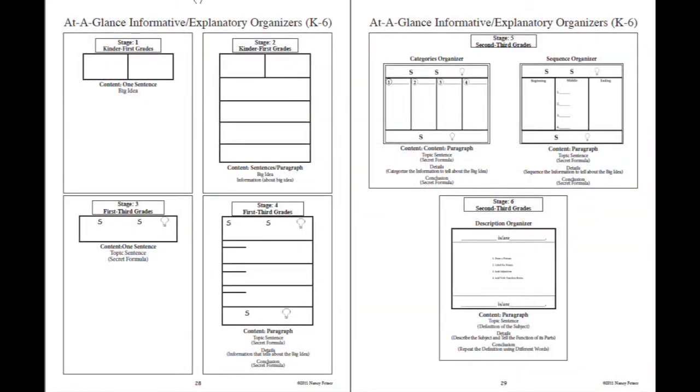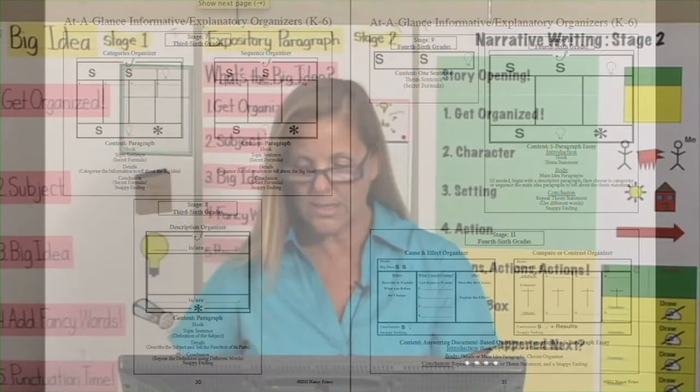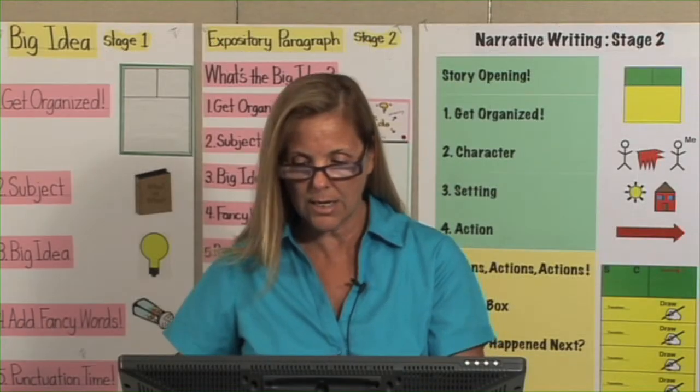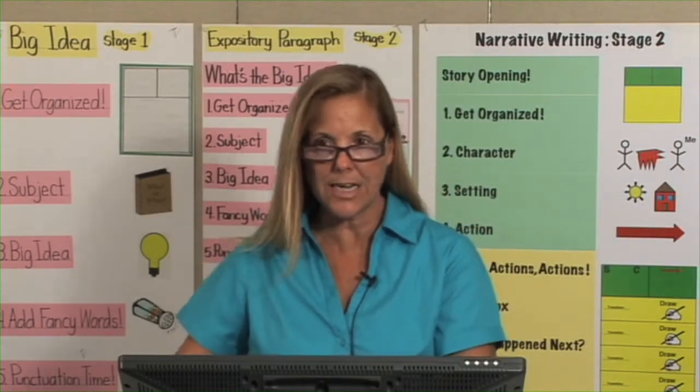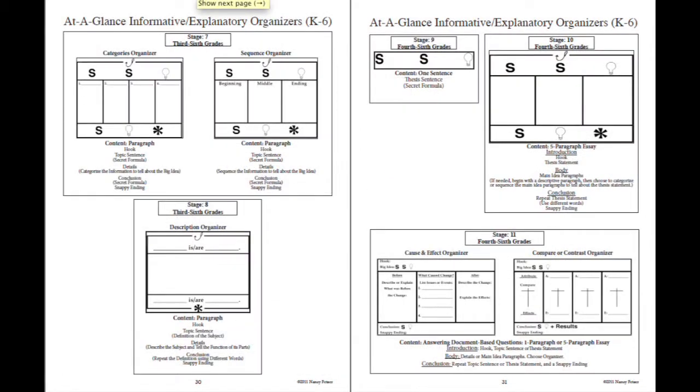We'll begin with at-a-glance organizers so you can see all the different organizers, and now notice we have 11 stages for informational writing. Now let's go through chapter 3 to see the organizers and each stage of writing. We begin with our at-a-glance organizers. This is on page 28, 29, 30, and 31.